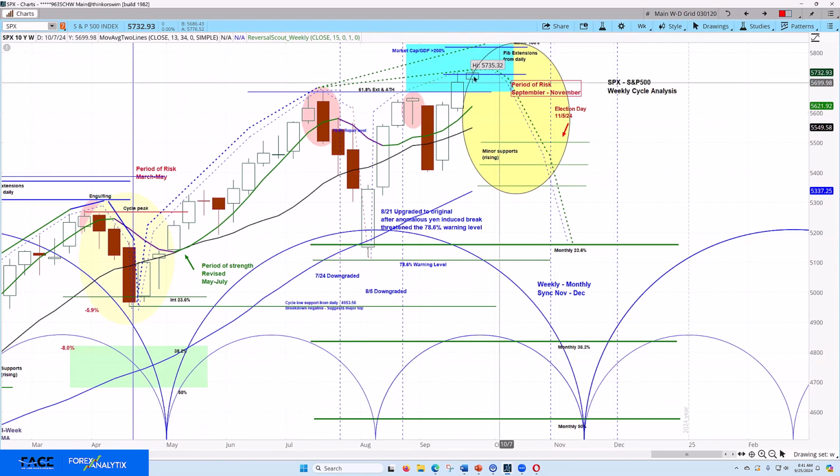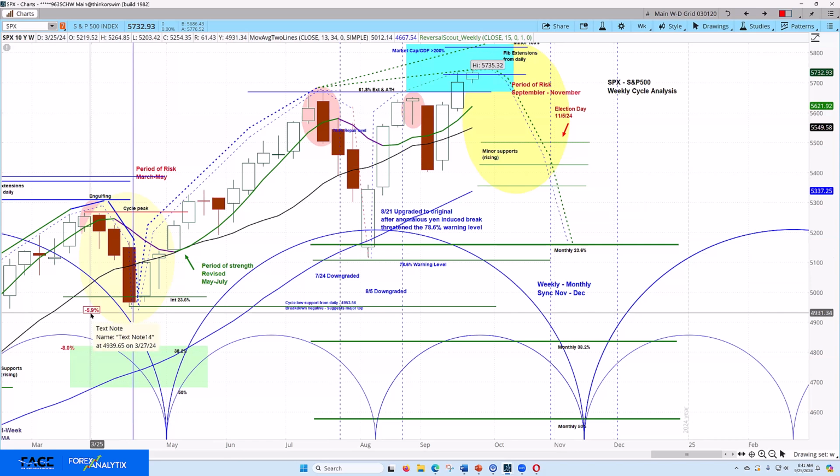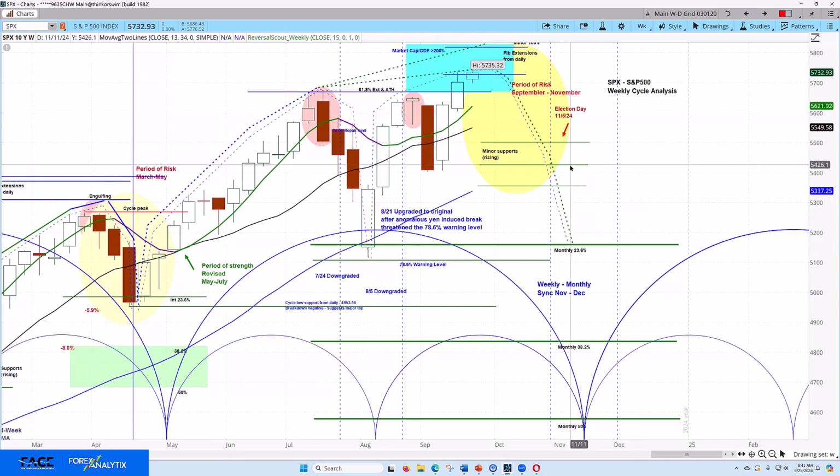Right now, we're moving up into what I think is a significant period of risk where there can be a very sharp decline in the market. Now, it could stop in these minor supports. Maybe we only get down to 54 and a quarter. 300 points is only a 6% decline. This one over here was 5.9%. So, I mean, that could happen, 6%.